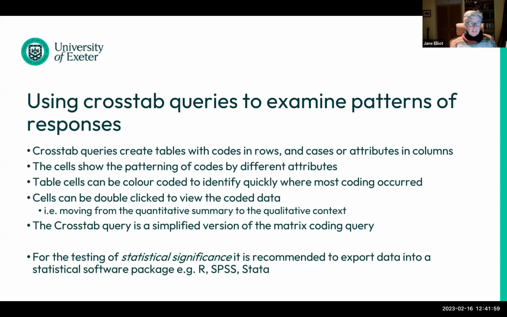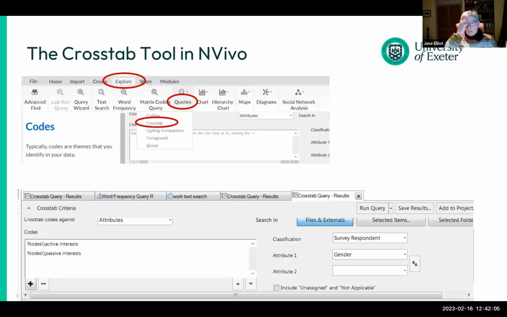But let's have a little bit more of a look in detail at the crosstab tool in NVivo. So once again, we're going to our explore part of the NVivo menu, and then we're going into the queries submenu, and you can see that the second option there is to do a crosstab. So I'm doing explore, queries, and then crosstab. And then underneath, you can see the way that you set it up. So on the left-hand side, there's a nice big box, and you can either drag and drop, or as you know, there's many ways of putting things into NVivo. But here I've put in my active interests and my passive interests.